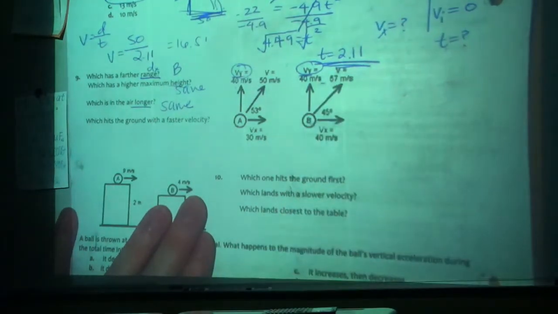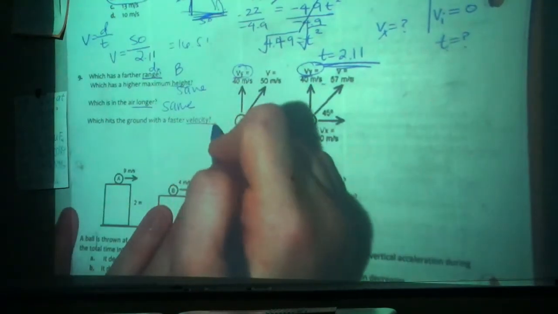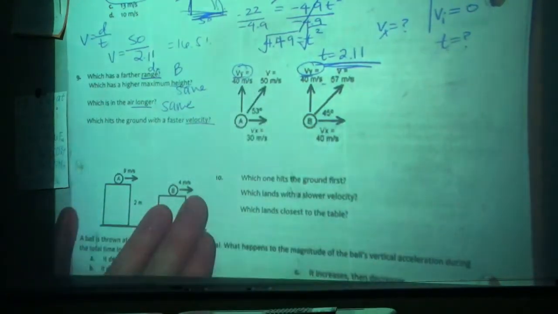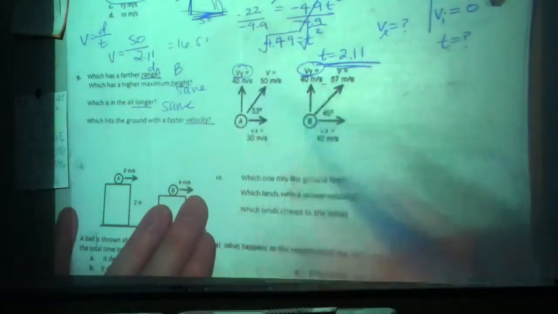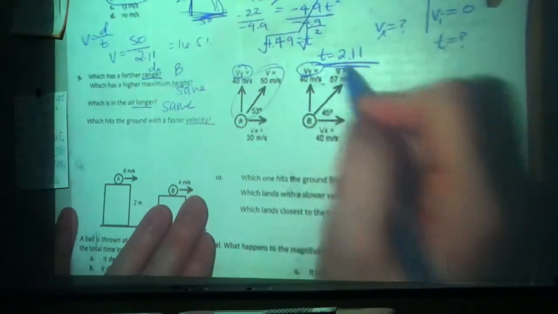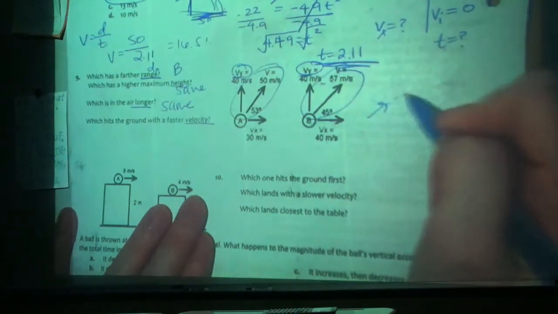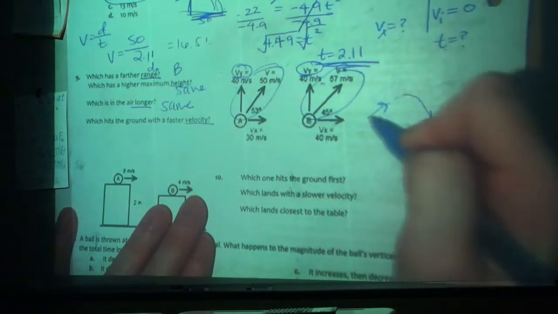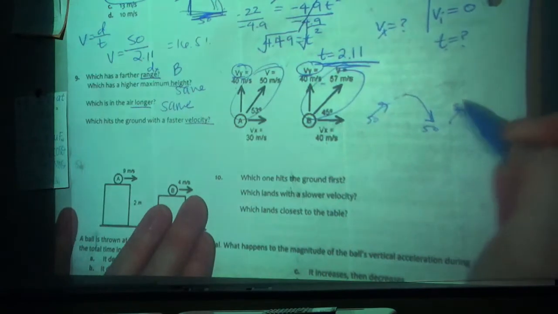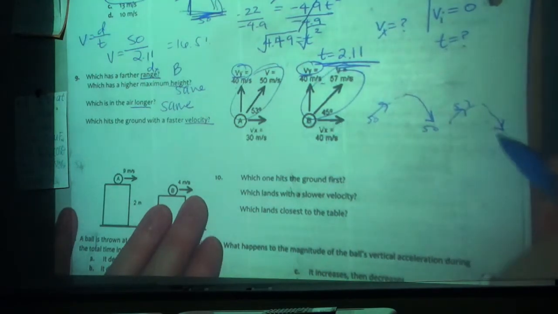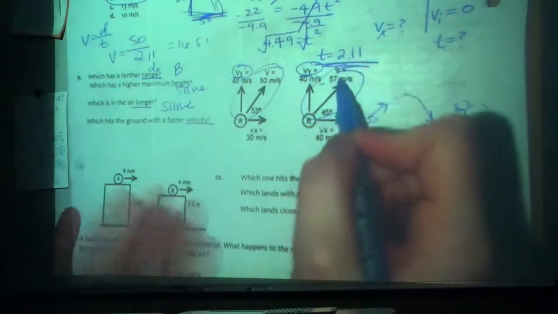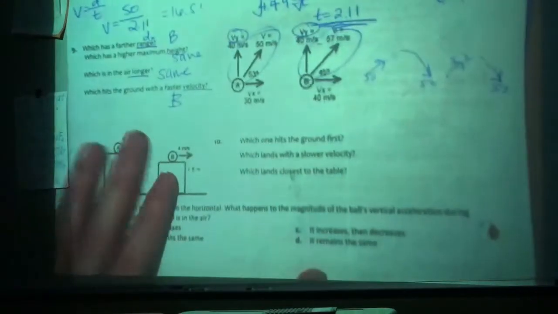Which one hits the ground with a faster velocity? So that's not talking about x or specifically y velocity, it's talking about the total velocity, both of them together. So I'm going to look at what they went up with, because if this one goes up with 50, then it's going to come down with 50. If this one went up with 57, then it's going to come down with 57. So the one that hits the ground with a faster velocity is the one that went up with a faster velocity, B.